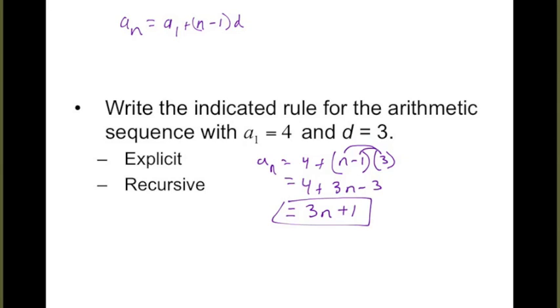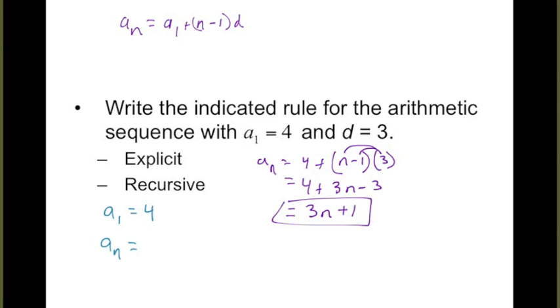Recursive is now the new thing. For a recursive rule, we need 2 things. We need at least one starting value. So our starting value here is a sub 1 is 4. That must be a part of your answer. We can't have a recursive rule without being told where to start. And then we need a rule that tells us what do we do from here on out.